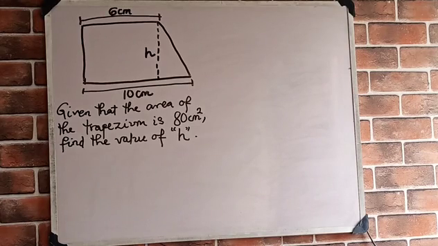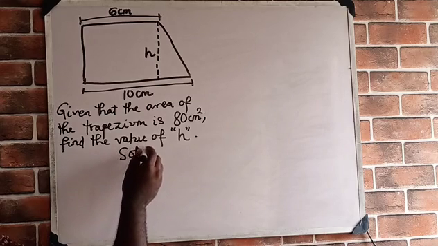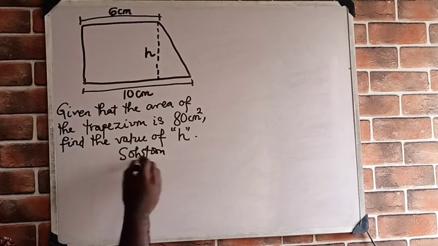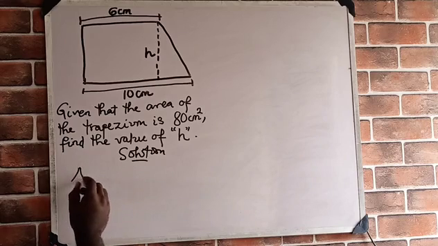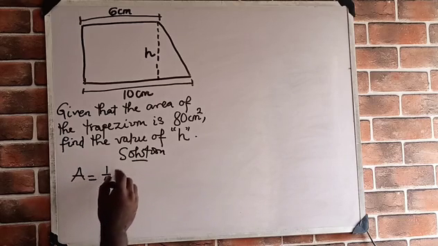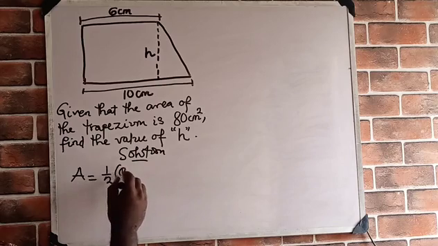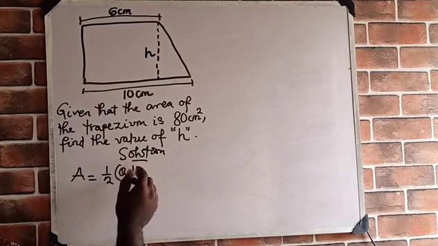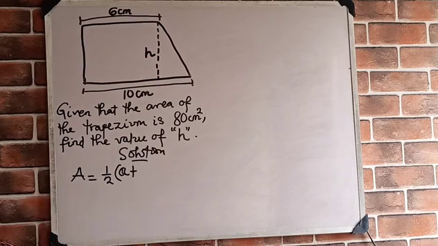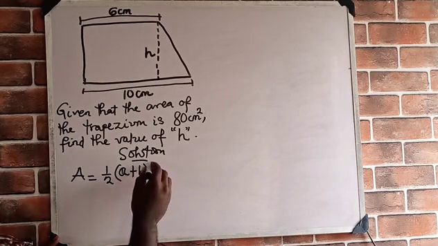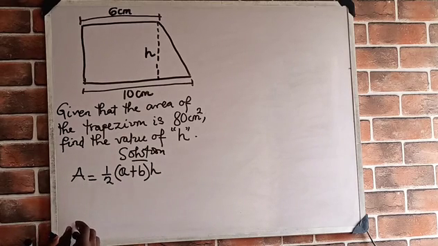Given that the area of the trapezium is 80 cm square, find the value of h, which happens to be the height. Okay, the area of a trapezium is given by half times the sum of the parallel sides, then times the h, which happens to be the height.